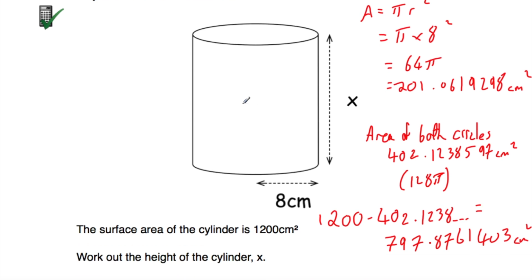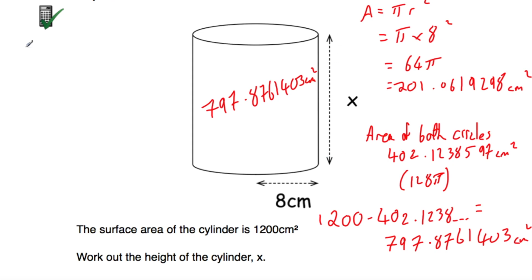That's fantastic. We now know the area of this face. I'm just going to write it in here, 797.8761403 centimeters squared. Now to get the area of this face, what we would normally do is get the circumference of the circle and then times it by the height of the cylinder. So if we get the circumference of the circle, we can divide the area by the circumference to get what x is, the height of the cylinder.